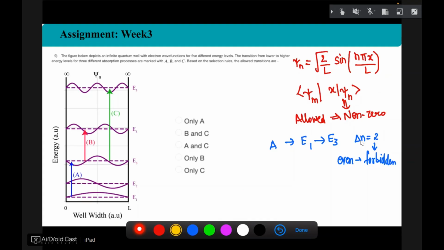B is the transition from E3 to E4. So delta n is equals to 1. So then this transition is allowed. C is E3 to E5. Again, delta n is equals to 2. It is forbidden. So what are the options? Only A, B and C, A and C, only B, only C. So we saw that only the transition B is allowed. So the option C is correct.